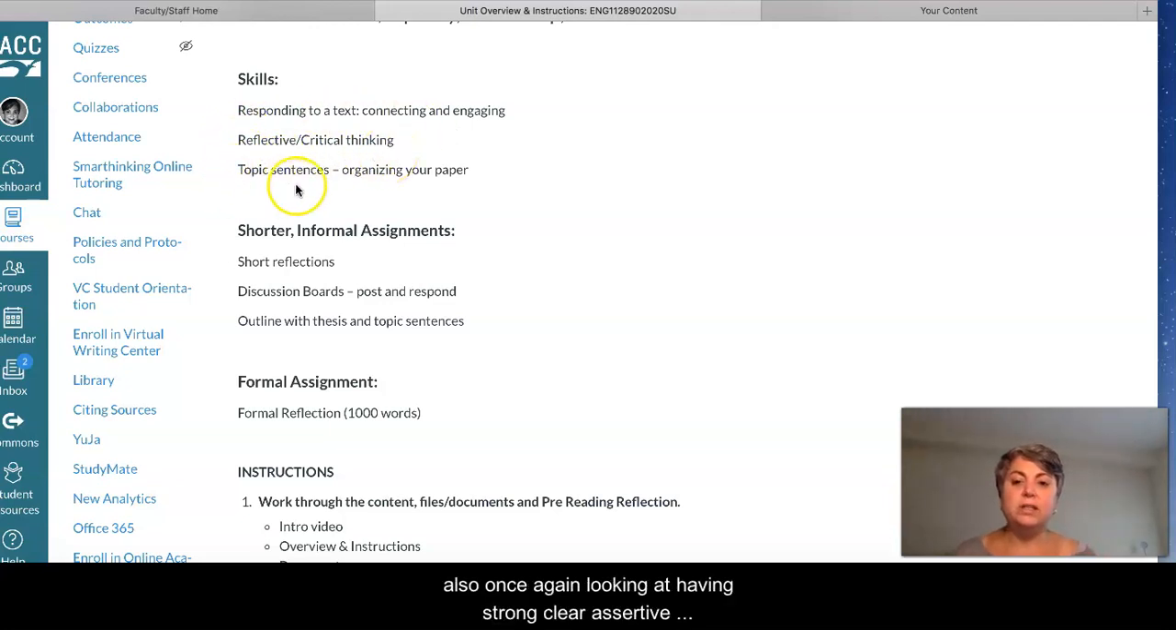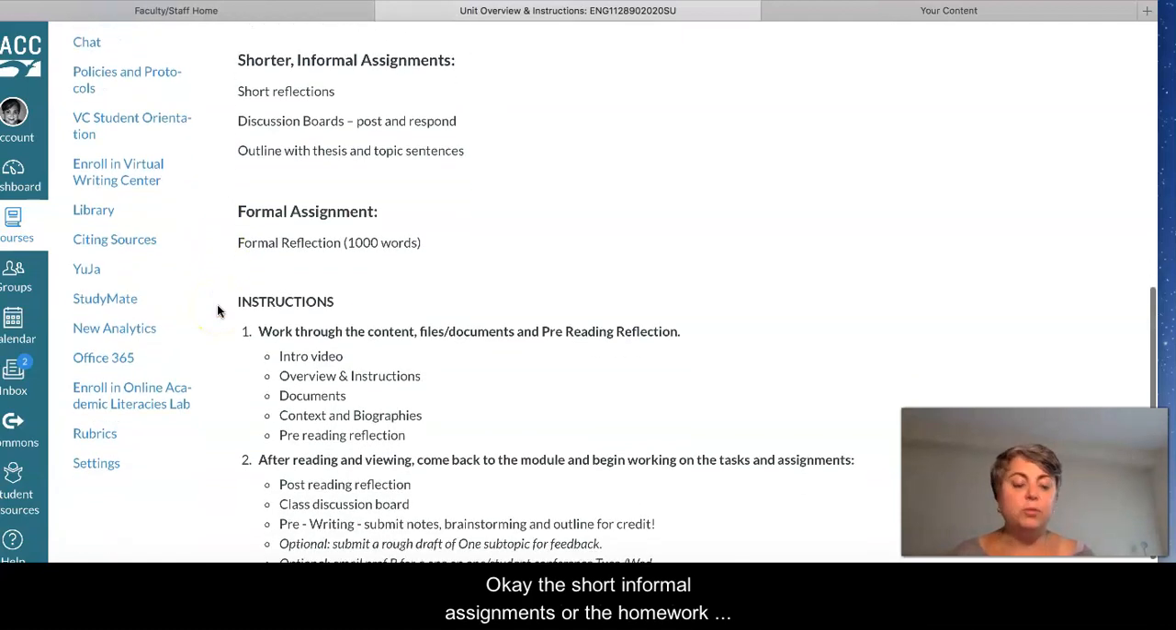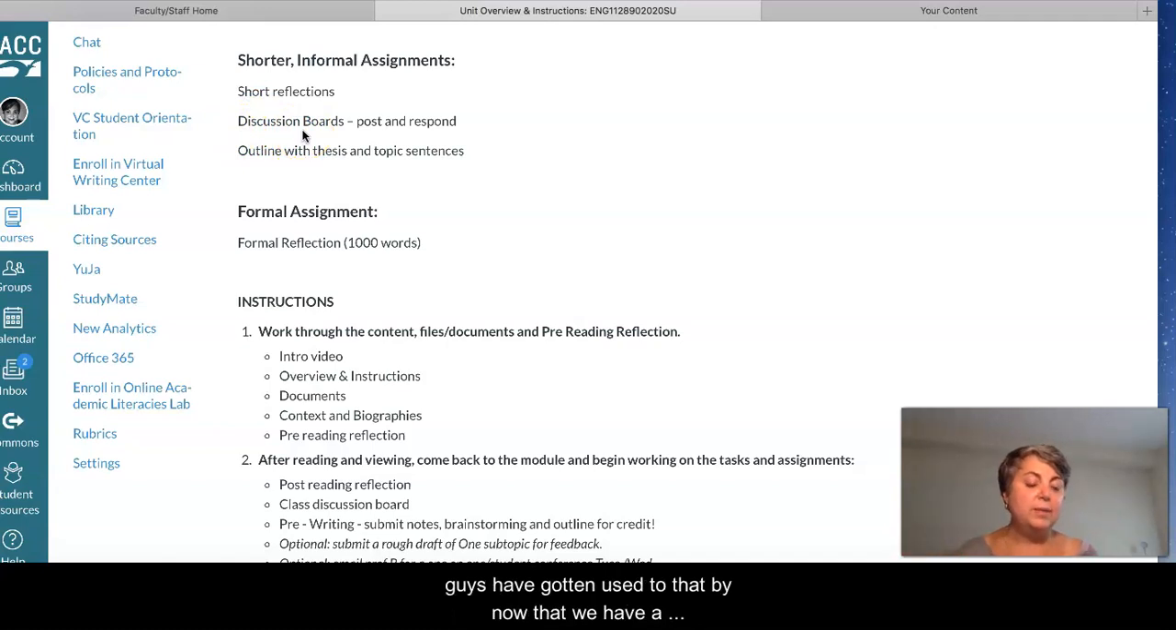We are also once again looking at having strong, clear, assertive, and focused topic sentences for each subtopic in our essay. Okay, the short informal assignments or the homework. We have a couple of short reflections, just a paragraph or two. We again have a discussion board. I think you guys have gotten used to that by now, that we have a discussion board every week. And then you're going to be submitting some pre-writing before you actually submit the final copy of the essay.